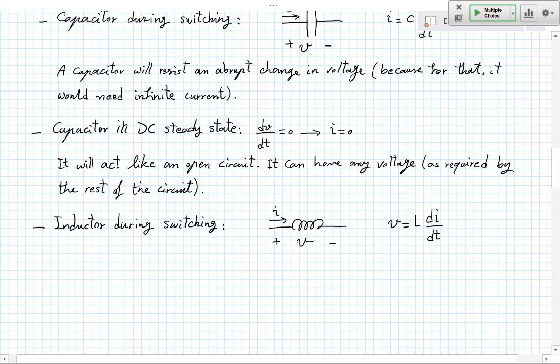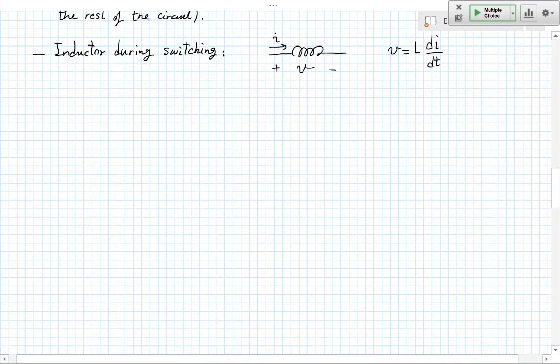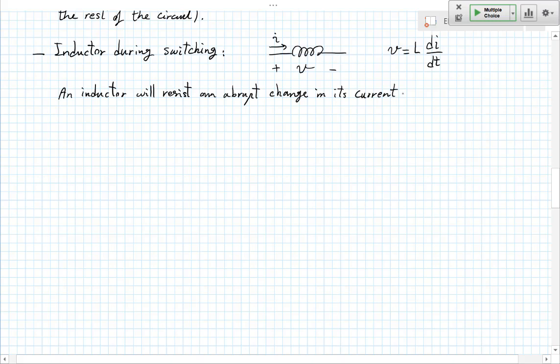So in the same language that we wrote up there, an inductor will resist an abrupt change in its current, because that would require an infinite voltage.